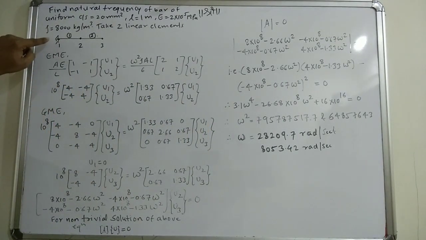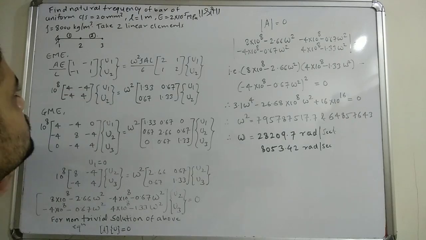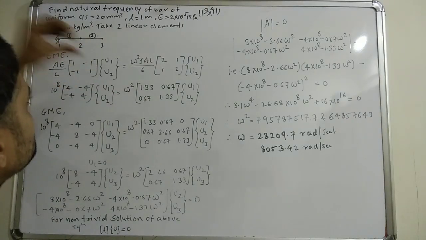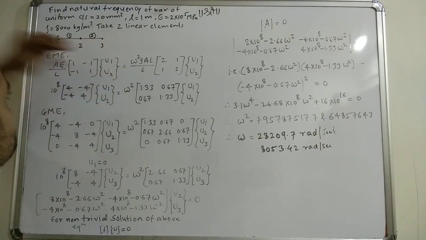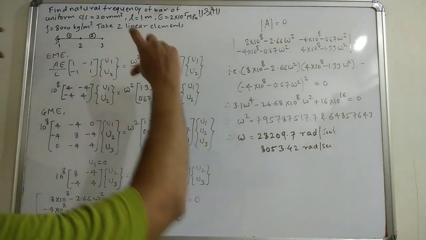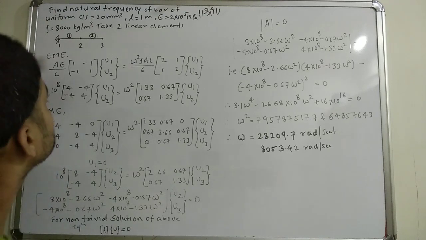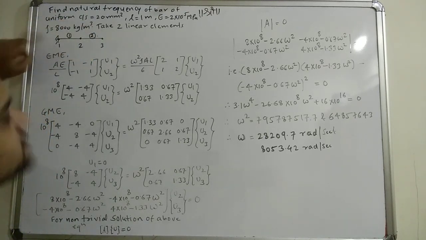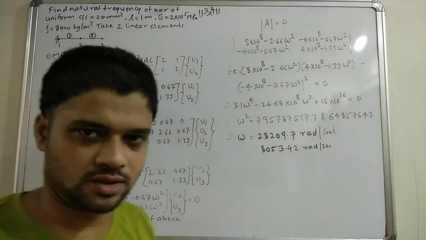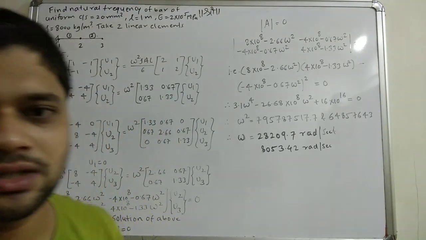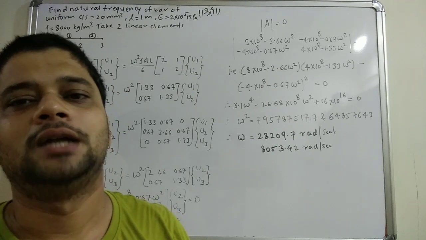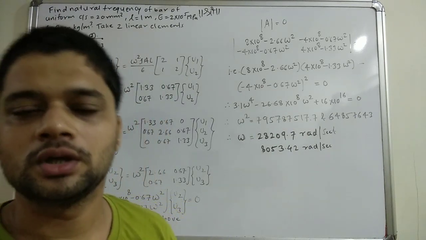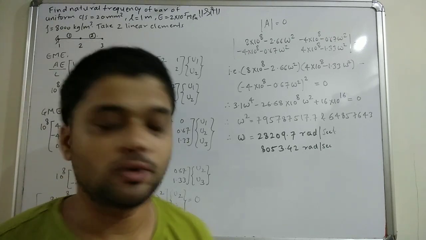Since they have asked us to use two linear elements, it would be two linear elements joined together in this manner. So I have an axial bar, converted into two linear elements. I will have node number 1, node number 2, node number 3. By default, node number 1 will be fixed. Since this is a one dimensional element, the displacements are u1, u2, u3. So u1 is equal to 0. That is my boundary condition.